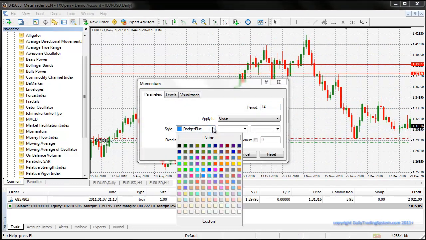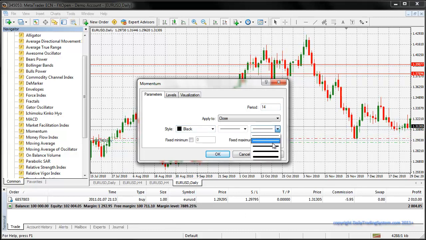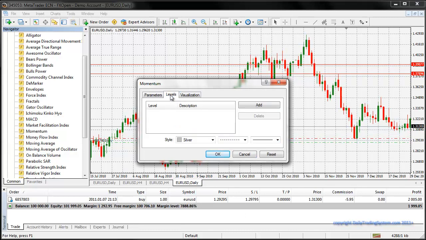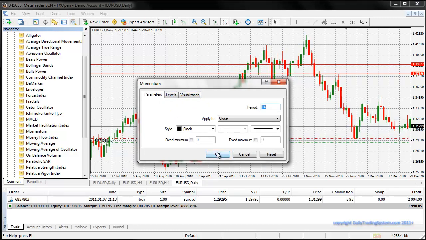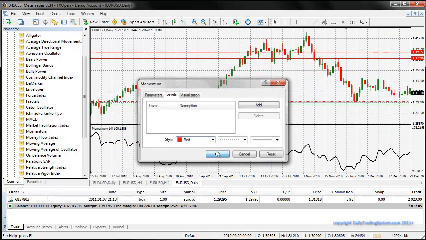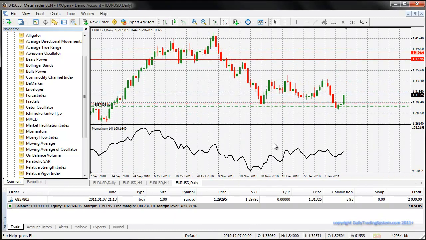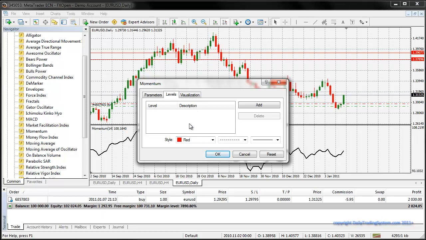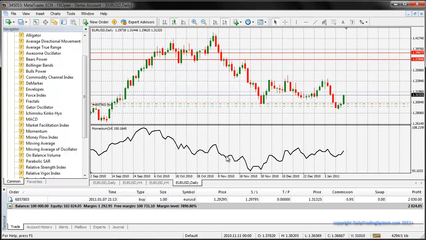Now I'm gonna leave this black, and I'm gonna make the thickness quite a bit thicker, and the rest will be fine. We do have levels. I might change the levels to red so you can see it. We don't actually have any levels priced in. Now, the levels area is basically where you can add a certain area in the market on this particular indicator to pinpoint when to go long and when to go short.